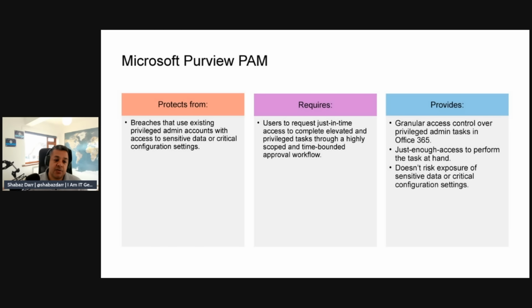It needs the users to request just-in-time access again, so access to services for a certain amount of time. And they need to complete that elevated privilege task through a more highly scoped and time-bound approval workflow. So again, users can't just elevate permissions when they need to. It needs to have a workflow around how much time they're going to be on it, and it needs to be authorized by either a team leader or manager or something as well.